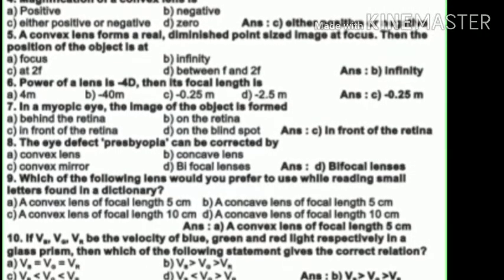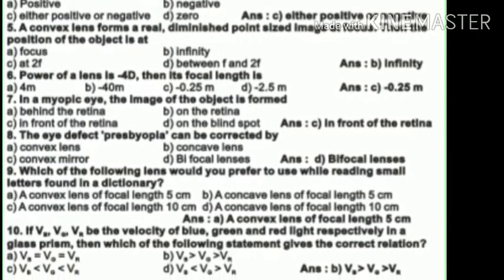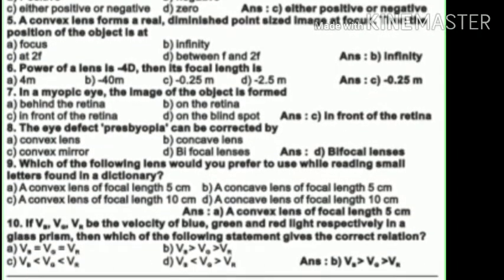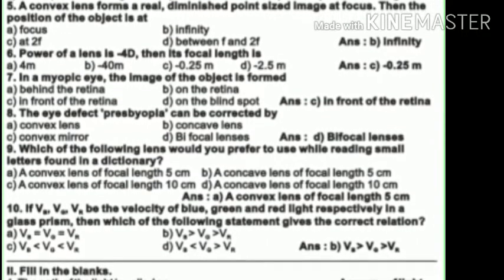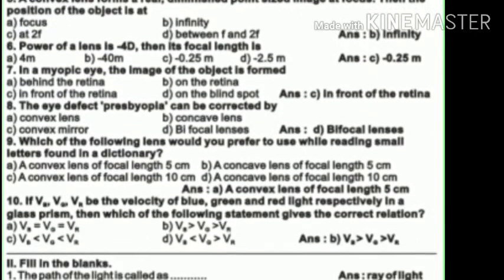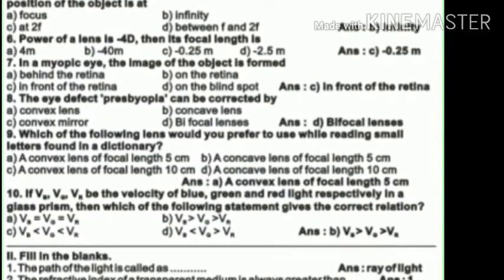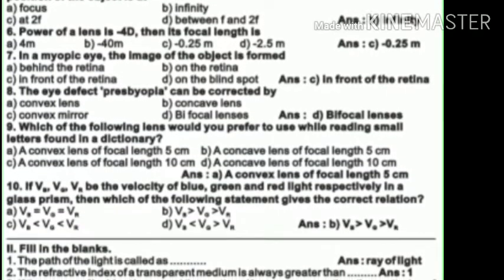Question number 7. In a myopic eye, the image of the object is formed. So the option is C, in front of the retina. Question number 8. The eye defect presbyopia can be corrected by. So the answer is D, bifocal lenses.